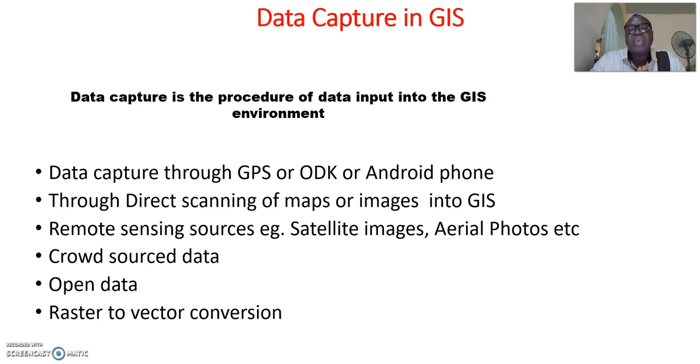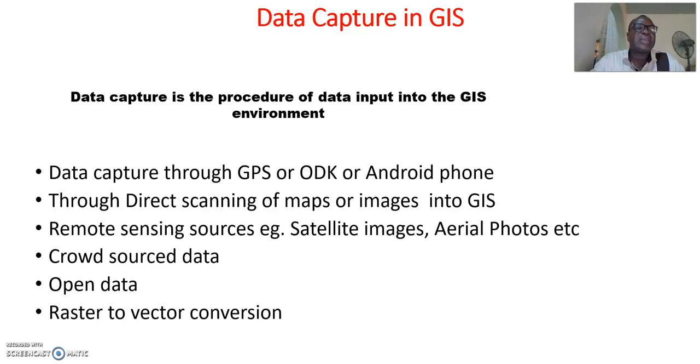Another way is you can scan your maps or images, aerial photographs, like some aerial photographs that were not georeferenced. You can bring them into the GIS environment through scanning. You can scan them through a flatbed scanner, or you can use a rotating drum scanner. You can also get data into your GIS environment from remote sensing sources, such as satellite images, aerial photos, and so on and so forth. These are sources of data into the GIS environment.